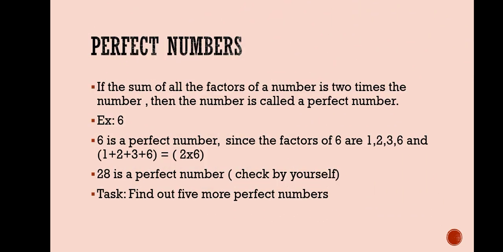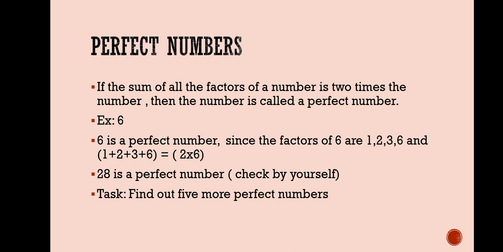Then we have perfect numbers. What is perfect number? If the sum of all the factors of a number is twice the number. If we have a number and we find out all the factors of that and add all these factors, then it should be equal to 2 times the given number. Then this number is called a perfect number. When you see the example, you will understand.